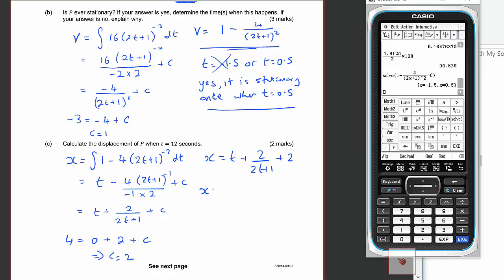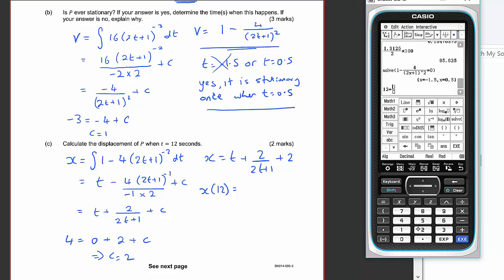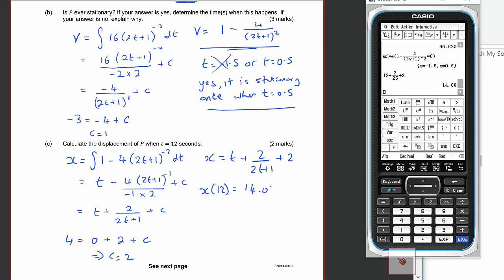So x of 12 is going to be 12 plus 2 over 25 plus 2, which is 14.08 meters.